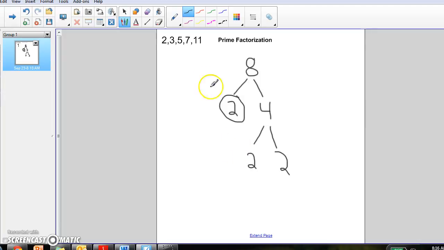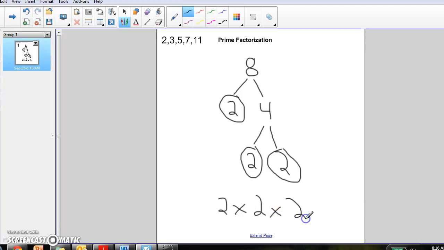And I look, is 2 my prime? I go back to look at my prime numbers. Oh, there's a prime right there. So the prime factorization of 8 is actually 2 times 2 times 2. And that's my prime factorization of 8. I broke 8 down into primes.